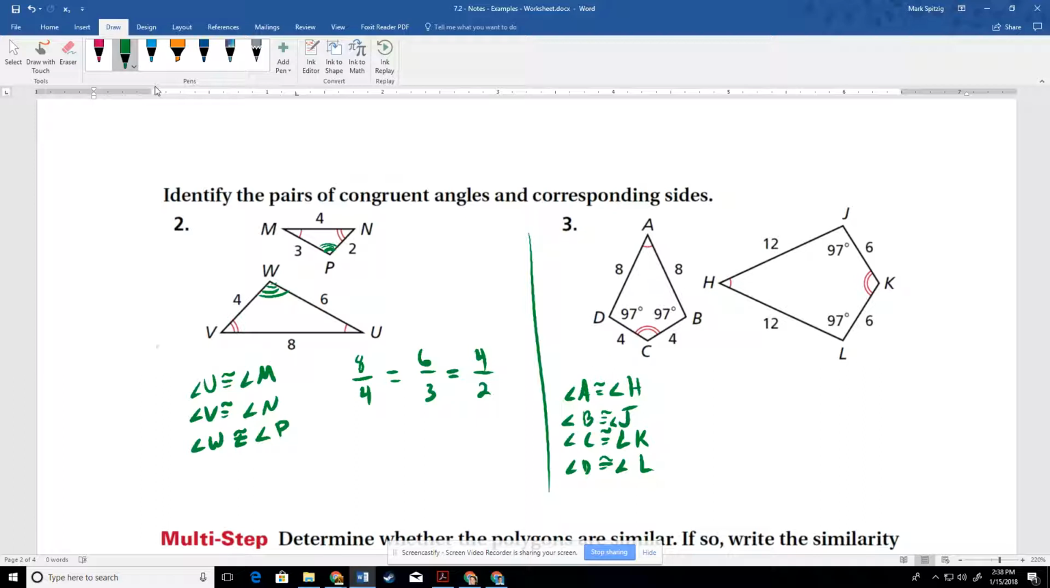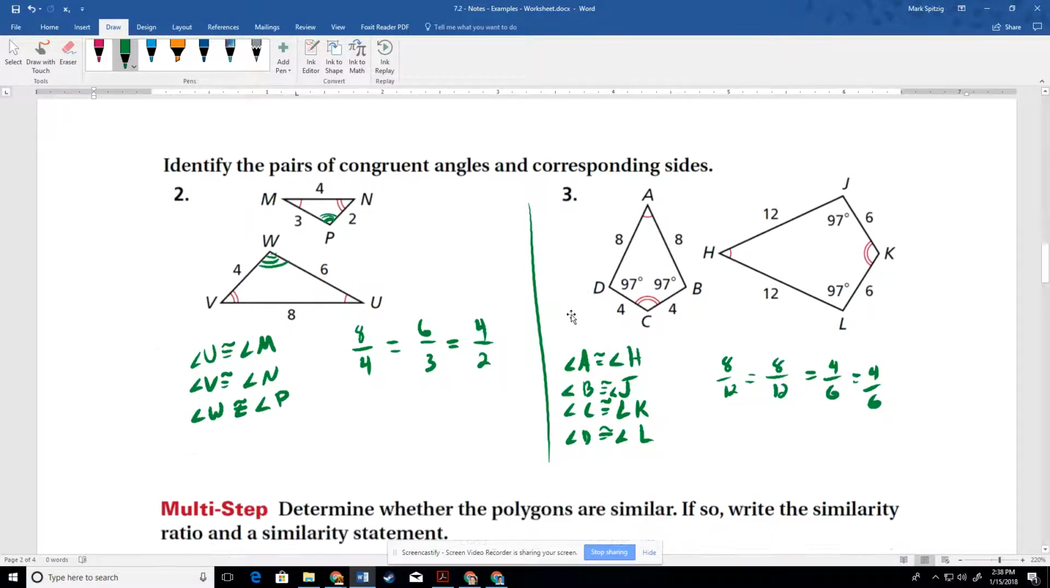And then we have the sides. In this case, these are both kites, actually. You can tell by the congruent sides. So we could do 8 over 12 equals 8 over 12. And then we could do, of course, 4 over 6 and another 4 over 6. So all those would be reduced to 2/3, which would be good. They're all the same scale factor.